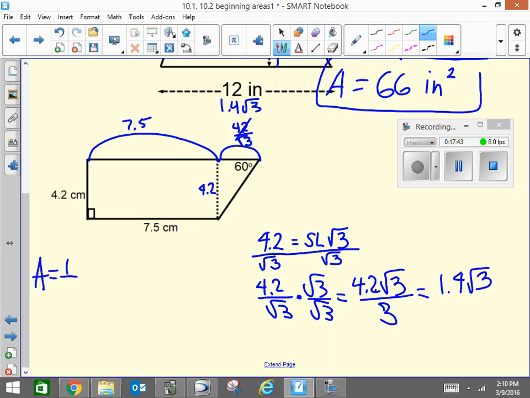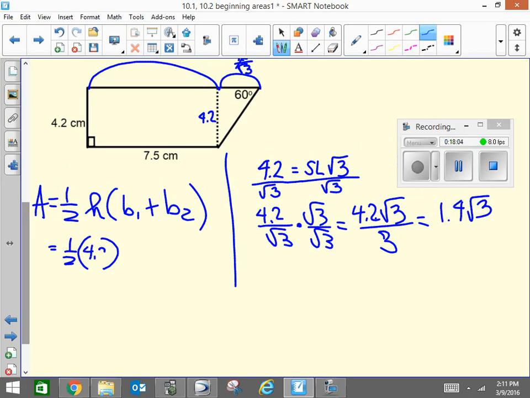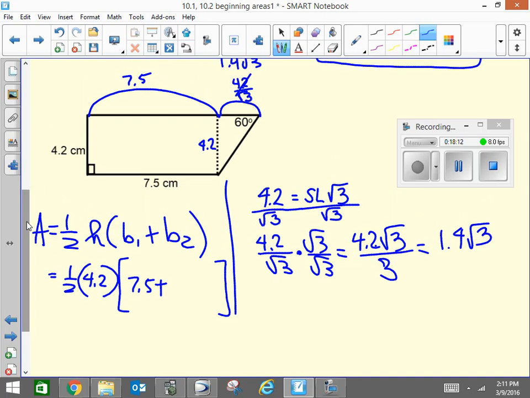We are ready. 1/2 H times B1 plus B2. Now, if you don't know this formula and you write it down a few times, you're going to remember it. So write it down, and keep yourself organized here. All right. What's my H, Jacqueline? H is 4.2. All right. And my base 1 is, I know 1 is 7.5. My other one is nasty, but it's 7.5 plus 1.4 radical 3, right?